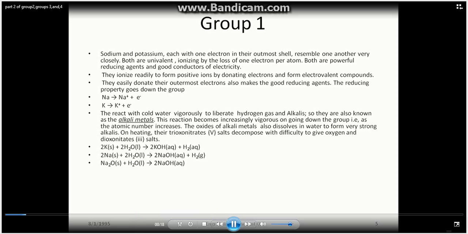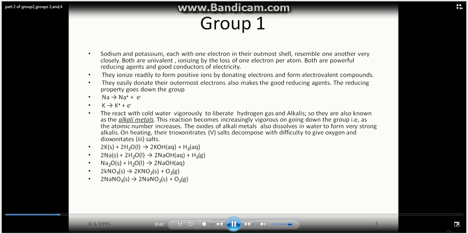Solid plus water liquid will give 2 sodium hydroxide molecules aqueous. 2 molecules of potassium trioxonitrate (V) will give 2 molecules of potassium trioxonitrite and oxygen. 2 molecules of sodium tetraoxonitrate will give 2 molecules of sodium trioxonitrate plus oxygen.